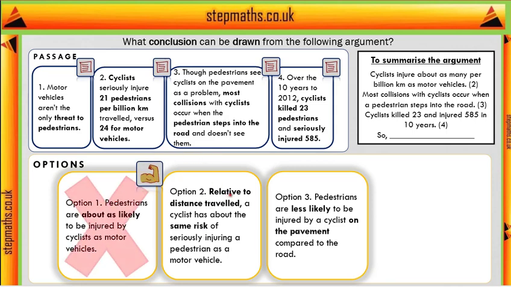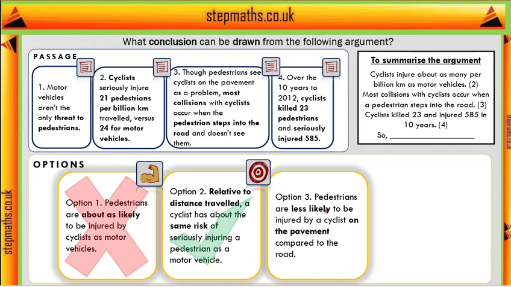And then let's look at option 2. Option 2 says that relative to distance travelled, a cyclist has about the same risk of injuring a pedestrian as a motor vehicle does. Well, actually that does now sound like our summary of the data from sentence 2, and now it's per distance travelled, so it doesn't have the problem that option 1 did. So this does seem like a conclusion we can draw.